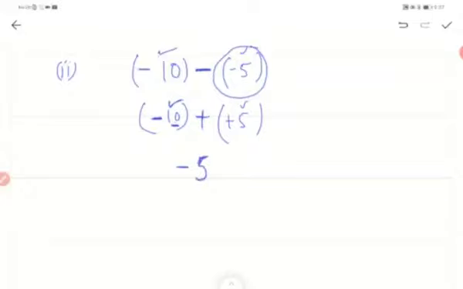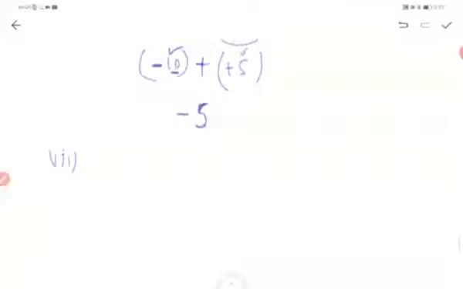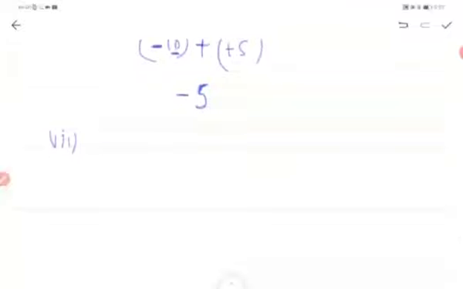So your answer is minus 5. Okay, let me do one more example. So if I have the number like this, 20 minus 10, two positive integers I will take.